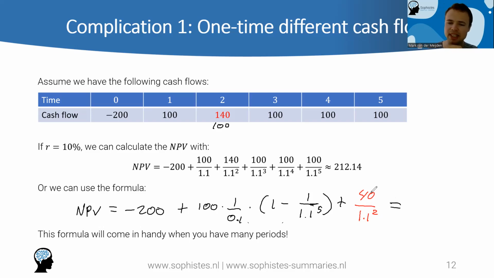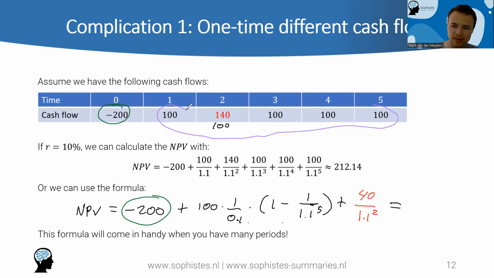Does this correction make sense? This 200 is just this 200. But all those 100s here, that's basically this thing here, if you discount it. And in year 2, you got 40 euro extra, and therefore we made this correction of 40 euro.